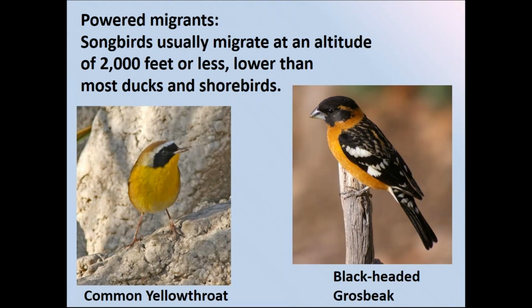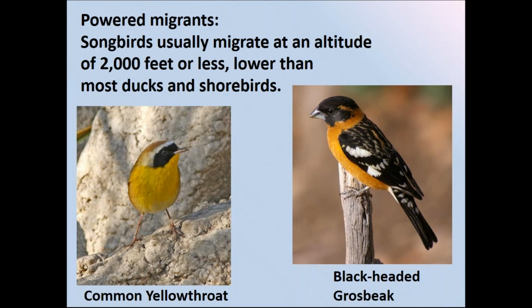Here's a couple of examples of nighttime powered migrants. The common yellowthroat is a little warbler that likes marshy areas. And the black-headed grosbeak, the one that's been in my yard the past couple of weeks, is heading north and hoping to find oak trees that it's associated with. So if you can start to learn some of the plants and some of the trees that certain birds are associated with, you can start to almost predict where you're going to see them, both on the breeding grounds and also in migration. Birds tend to choose plants to hang out in during migration that remind them of their breeding grounds.